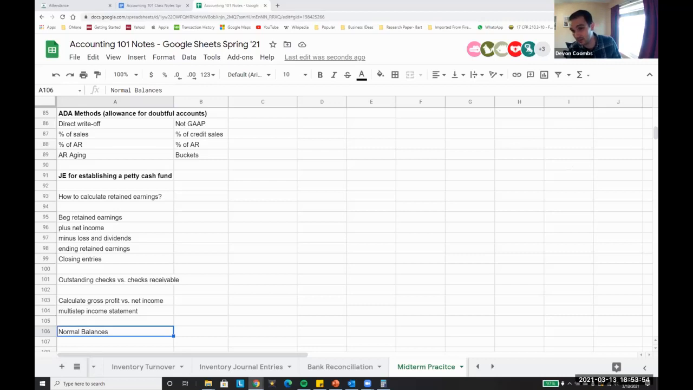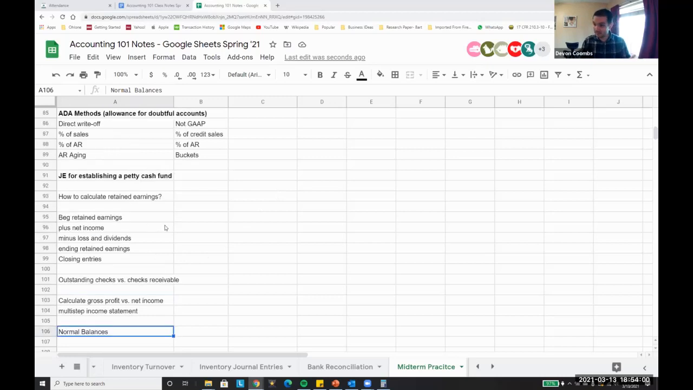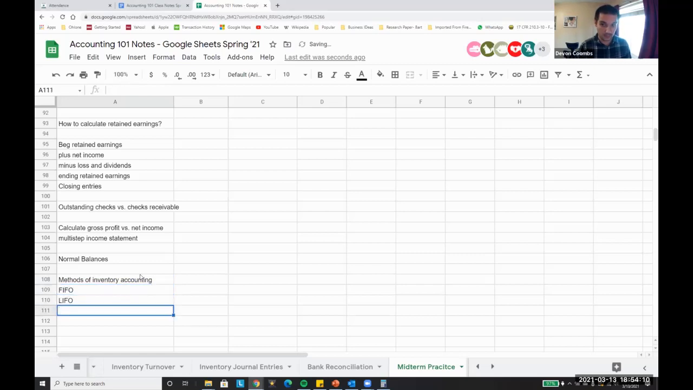We talk about inventory a lot, like FIFO, LIFO. What are the methods of inventory? We have the FIFO method. There's only 4, right? Methods of inventory. Yeah, FIFO, LIFO, weighted average, and specific identification. That's what we talked about. So know those different methods.